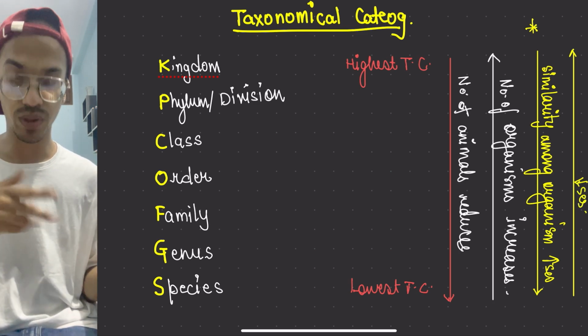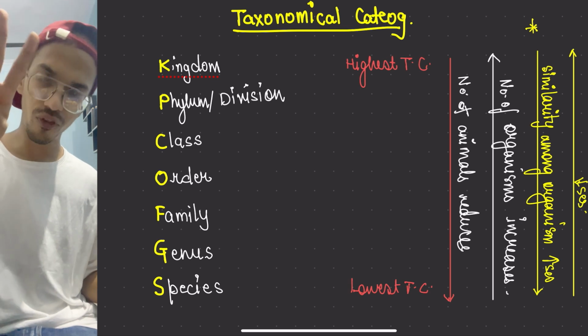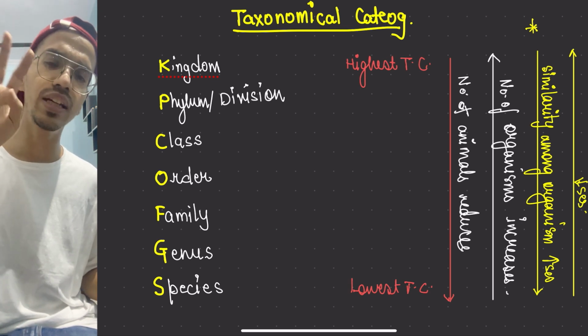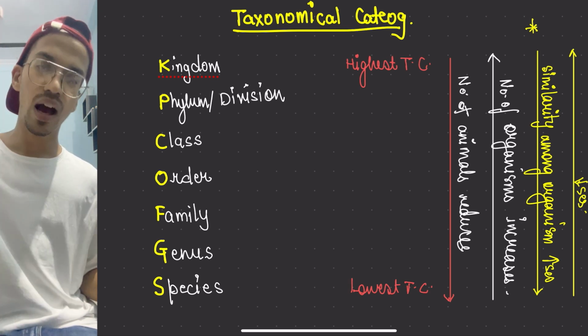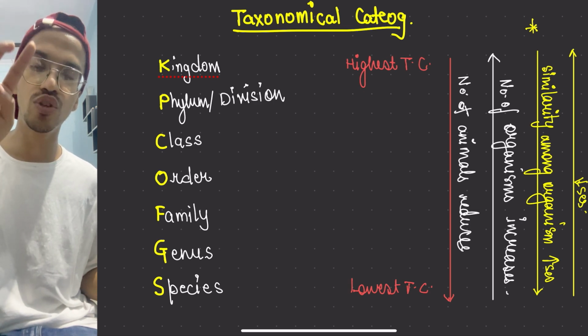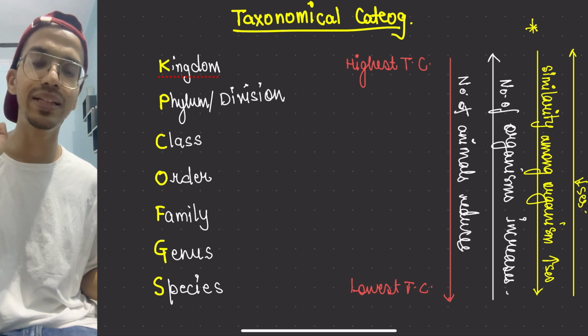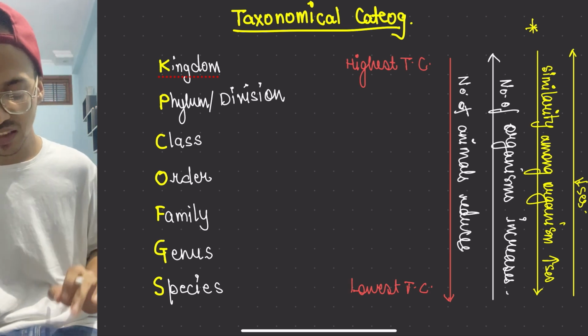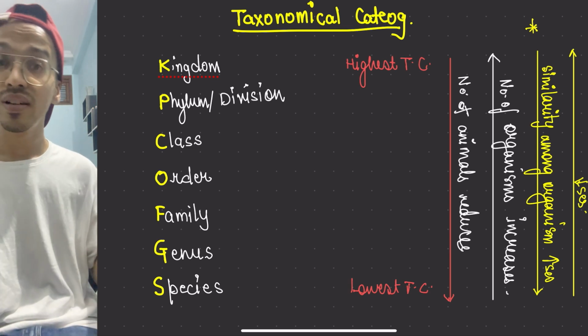Moving up to the next one. What we have studied is Keep Pot Clean or Family Get Sick, higher to lower. The highest one is kingdom, then phylum or division, then class, order, family, genus, and species. So let's just dive into it.